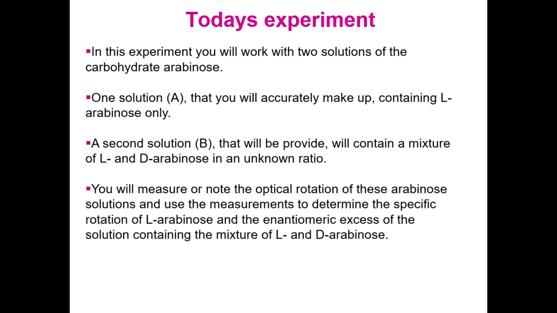In this experiment today you will work with two solutions of the carbohydrate arabinose. One, solution A, that you will accurately make up yourselves, contains L-arabinose only. A second, solution B, that will be provided for you, will contain a mixture of L- and D-arabinose in an unknown ratio. You will measure the optical rotation of solution A. You will make note of the optical rotation of solution B, which will be measured by the demonstrator. We'll use these measurements to determine the specific rotation of L-arabinose and also to determine the enantiomeric excess of the solution containing the mixture of L- and D-arabinose.